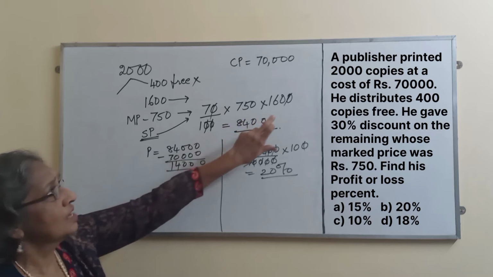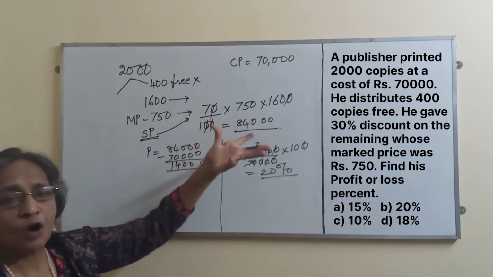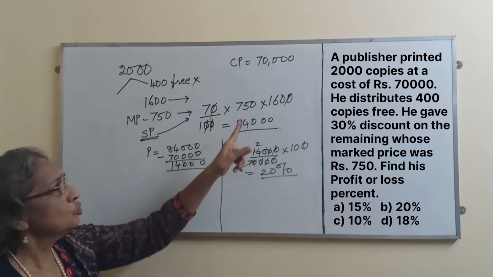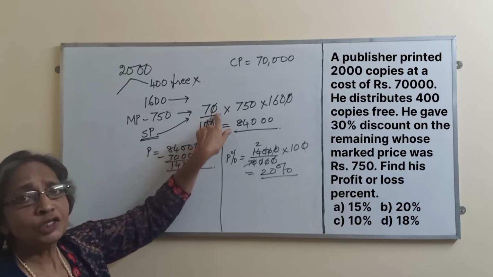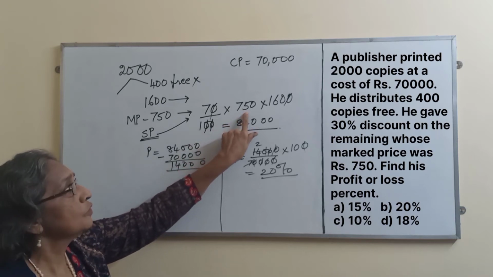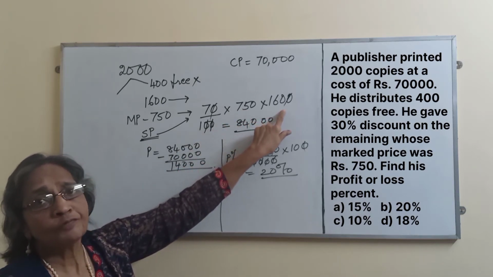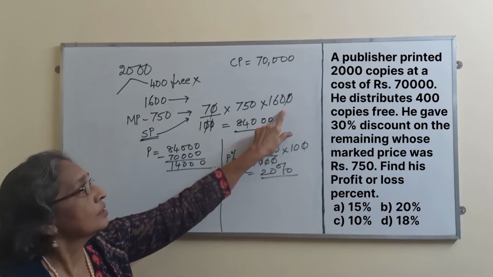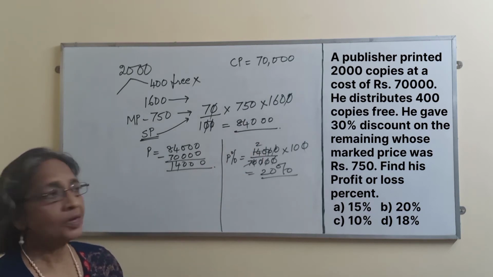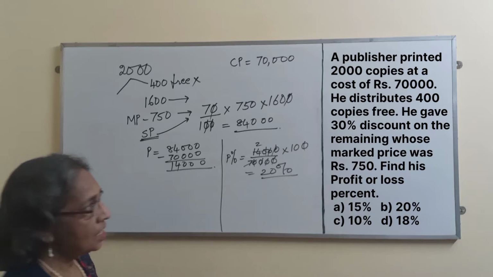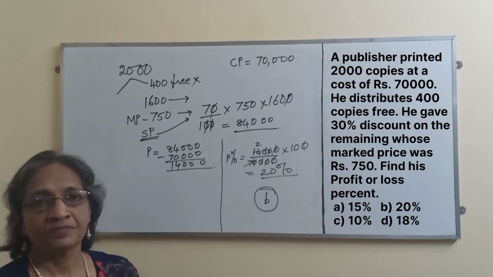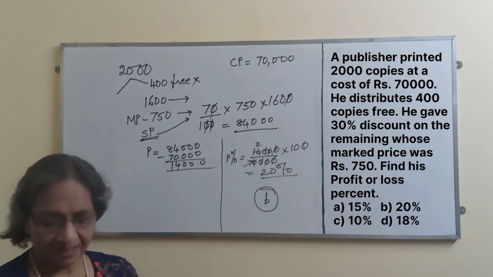Now just see what I have done here. Instead of calculating the discount separately, minusing it and then multiplying it by 1,600, do the shortcut method. He would sell each for 70% of the marked price, which is 750, into the number of copies that are there. So this would be 84,000 and you can compare and get your answer. Okay, now have a look at your options. The B option is the right answer. Alright, we go on to the next sum.